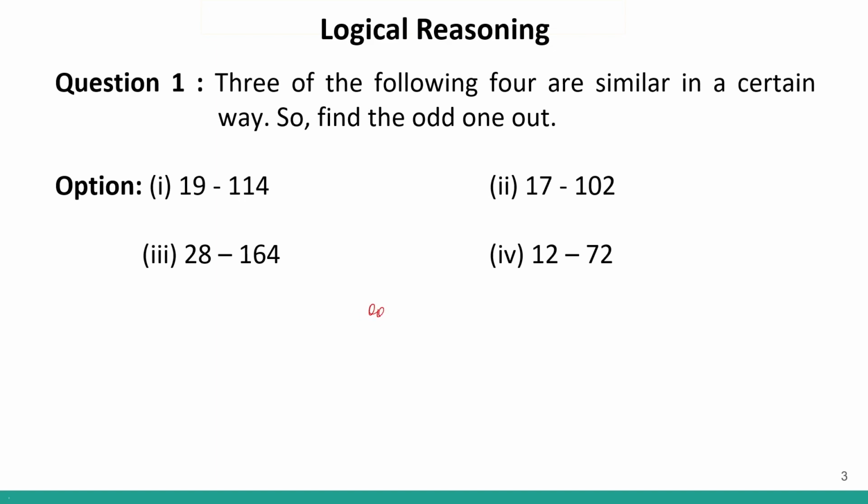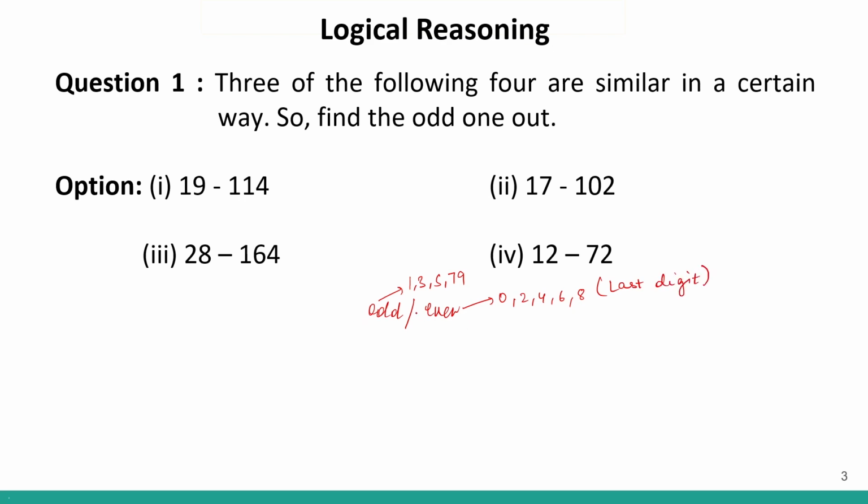The first concept you should know is the difference between odd and even numbers. Odd numbers are numbers which end with 1, 3, 5, 7 and 9. Similarly, even numbers are numbers which end with 0, 2, 4, 6 and 8. Correct? These are their last digits.